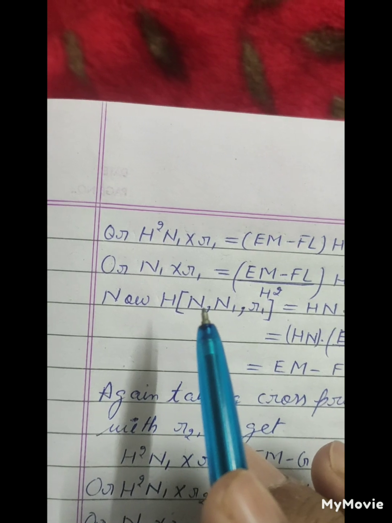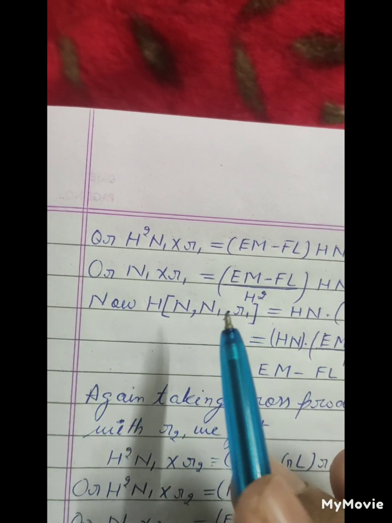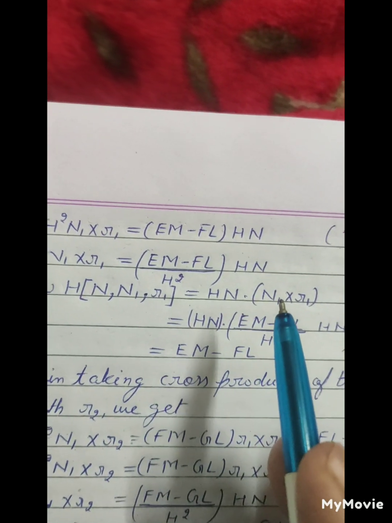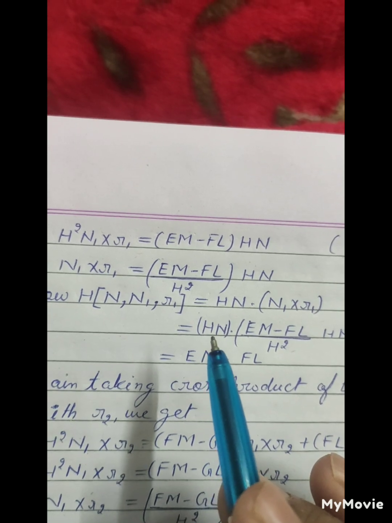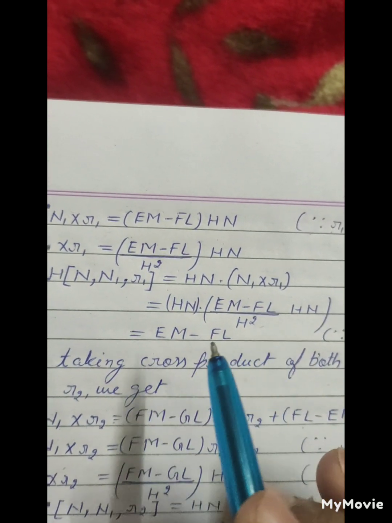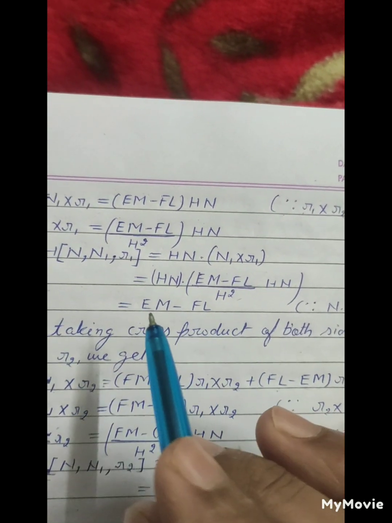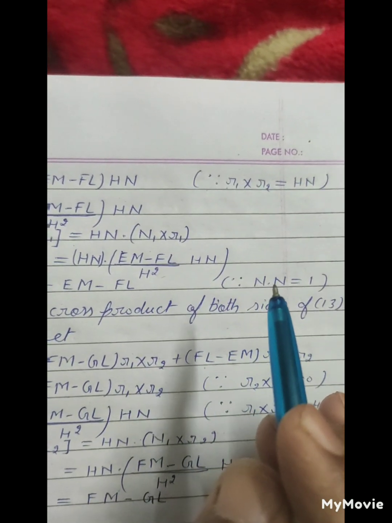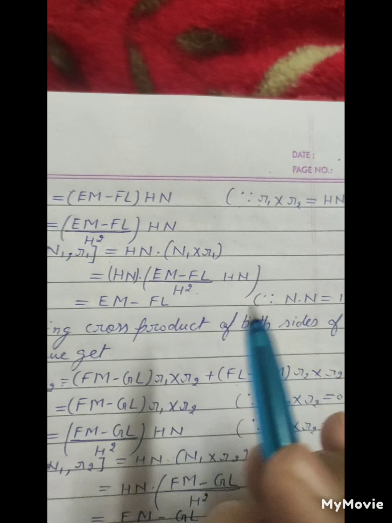Now h into n1 r1 equals to hn dot n1 cross r1, which is equal to hn dot em minus fl upon h square into hn, equals to em minus fl, because n dot n equals to 1.